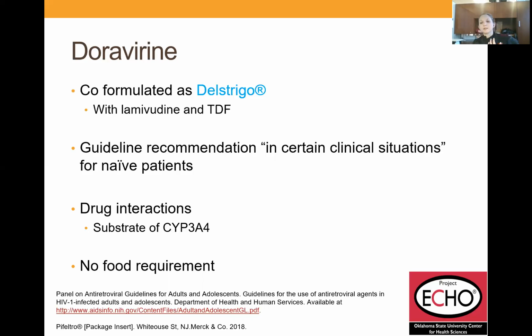So if I'm wanting to put somebody on a non-nucleoside and I don't want to have to deal with the food requirement for rilpivirine, and I don't want to have to deal with the CNS effects of efavirenz, doravirine is a good go-to. It is a substrate of 3A4, so it has fewer drug interactions than the others, and it doesn't require food to be taken. So it's a cleaner option if you're looking to put a patient on a non-nucleoside, especially if you're trying to avoid an integrase inhibitor for various reasons.